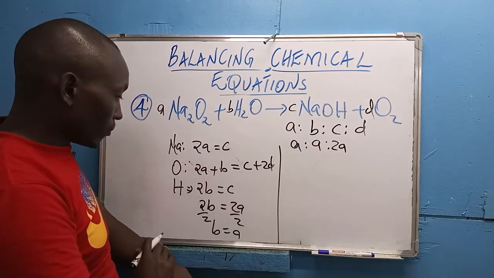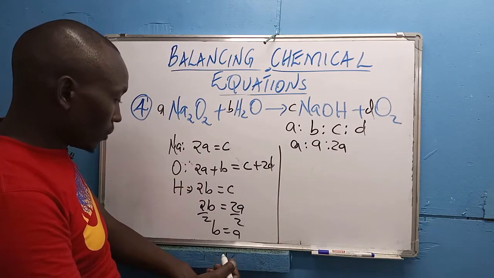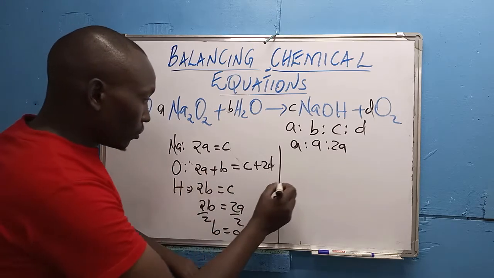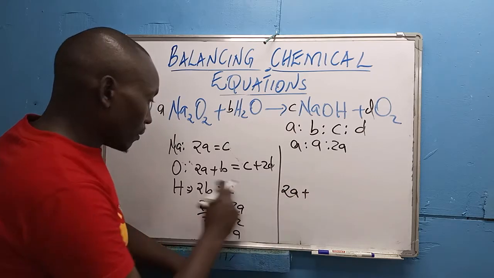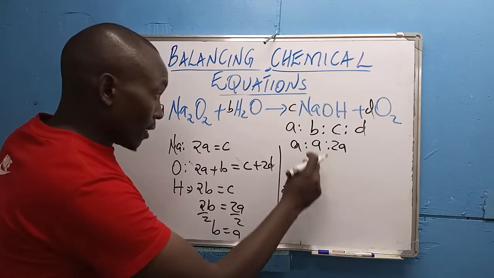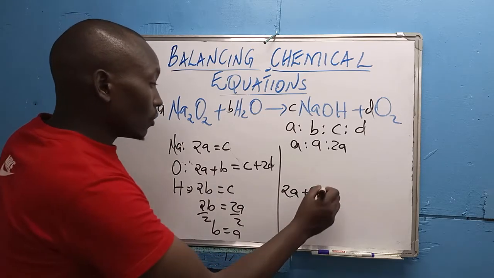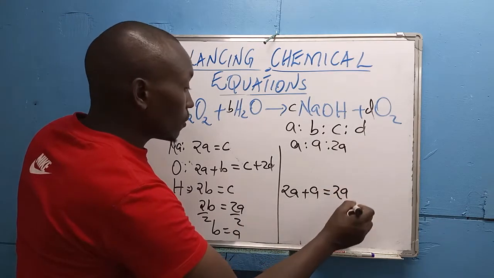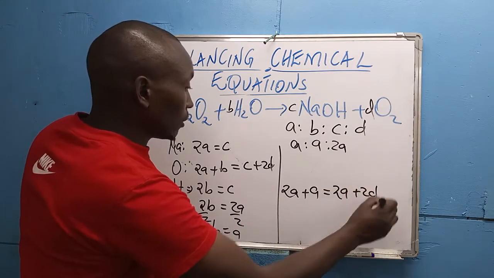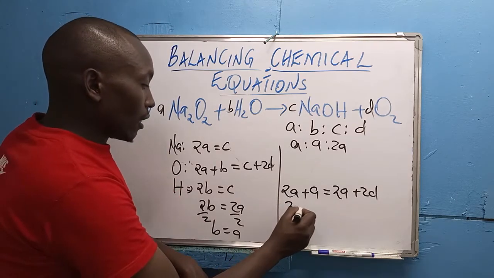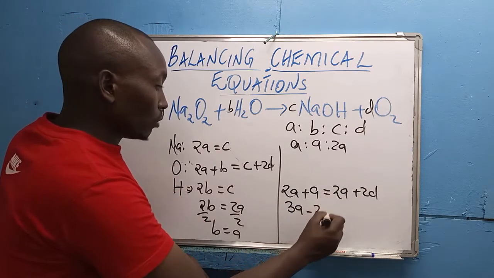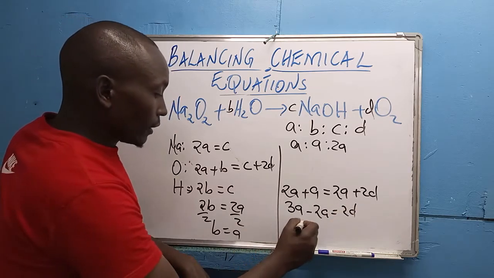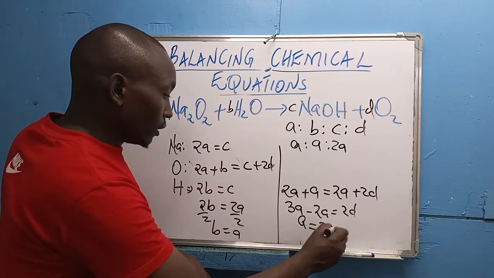Then we go to D. You know, we can work out D. You can use this. What do I know? I know 2A plus B, which is the same as A. No, B is the same as A, equals C. Do I know C? Yes, it's 2A. Then plus 2D. This is 3A minus 2A equals 2D. With that, I can say A is 2D.